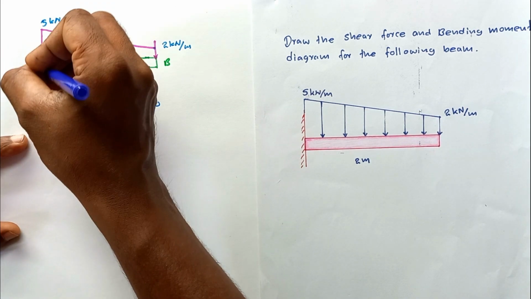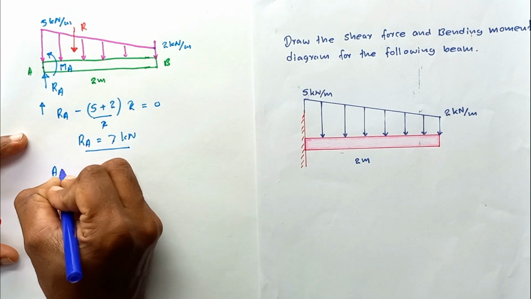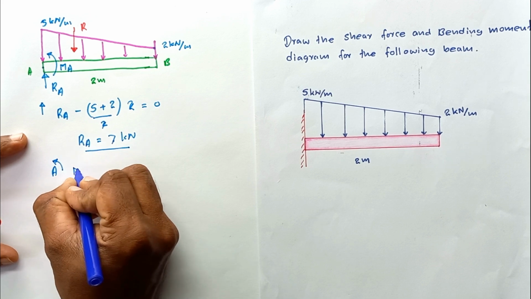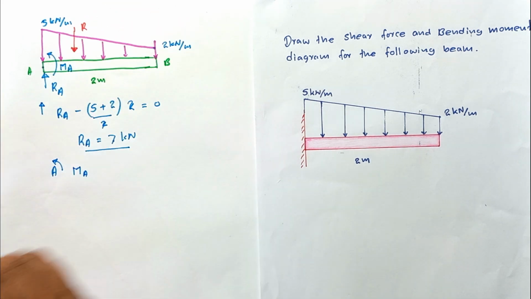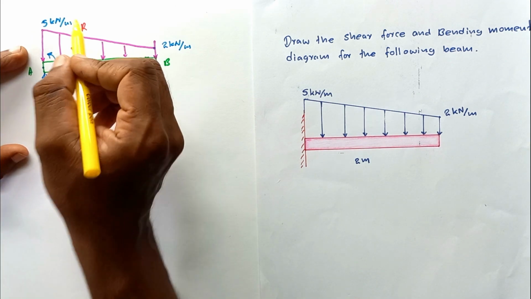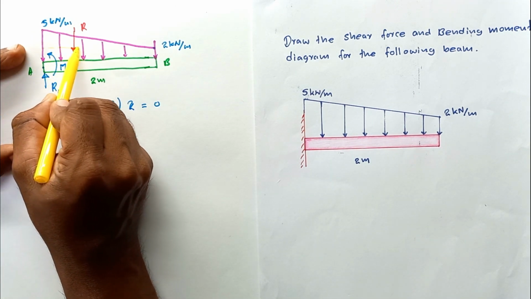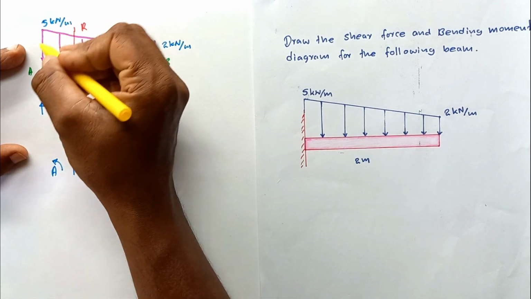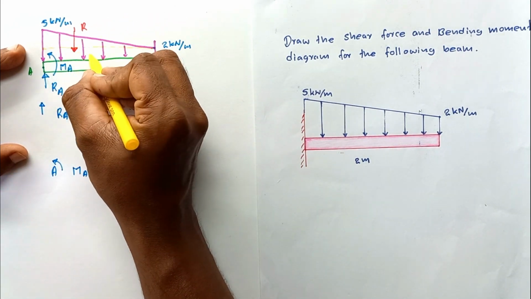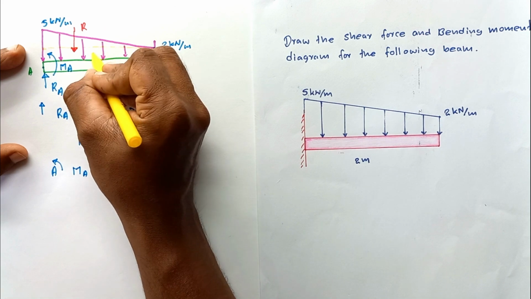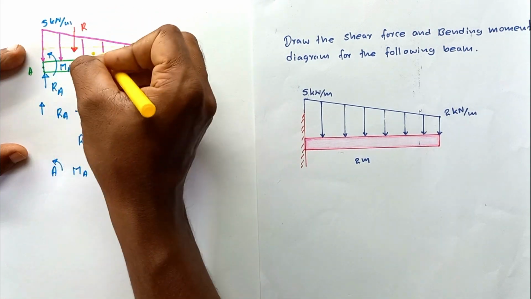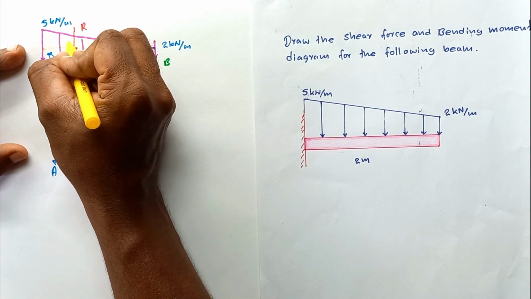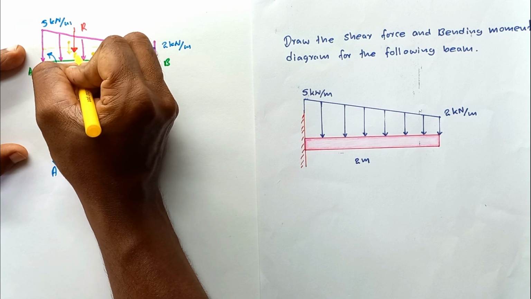Then, by taking the moment around this point A, MA plus the moment produced by this distributed load. To find the moment produced by the distributed load, I am going to divide this area into a rectangular section and a triangular section. Let's take the resultant of the rectangular section as R1. Then for the triangular section, let's take R2.